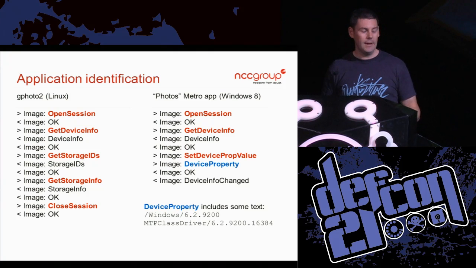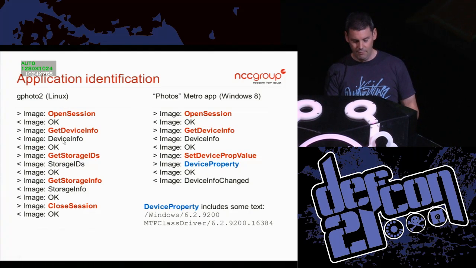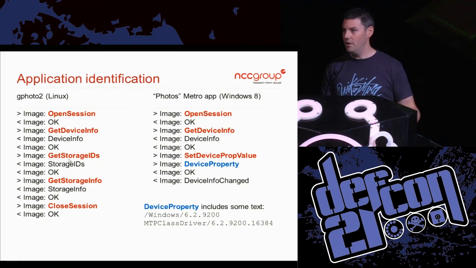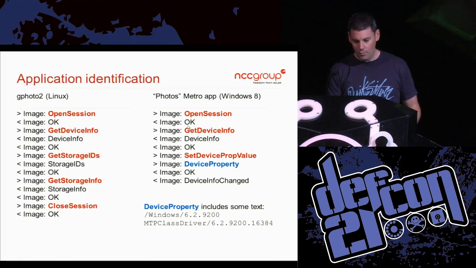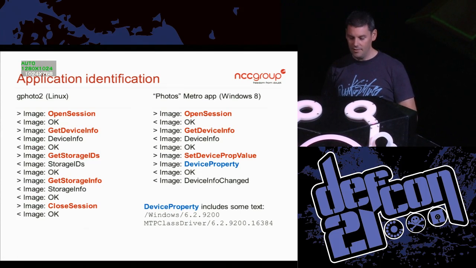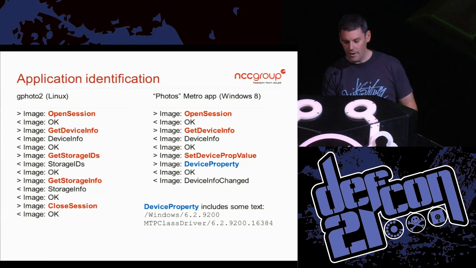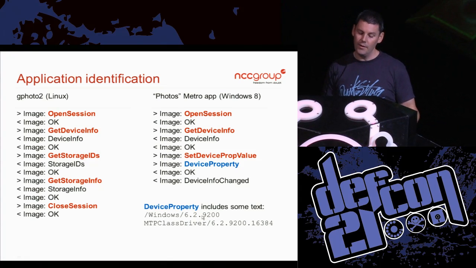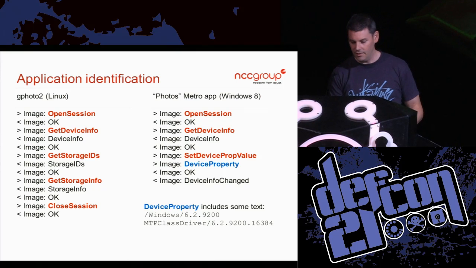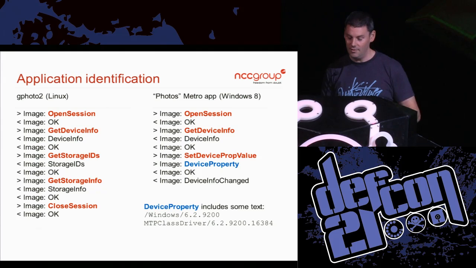So here we're talking about a USB camera that's plugged in. On Linux, you've got all these different requests and replies in the class-specific data after the enumeration has occurred. Whereas on Windows 8, you've got completely different commands. What Windows 8 actually tries to do is modify the property of one of those images. And within that device property request, there's a whole bunch of text with very specific information about the version of the OS, i.e., Windows 6.2.9200, which is basically the latest version of Windows 8.